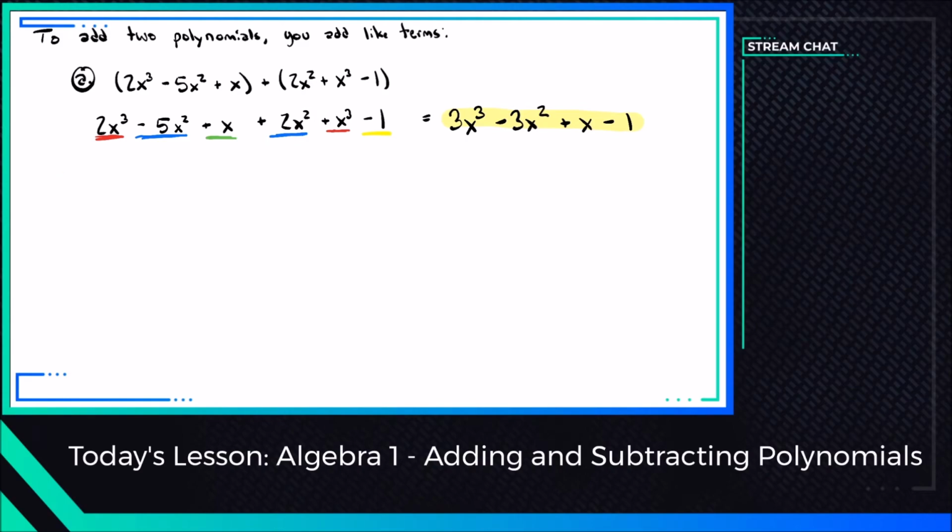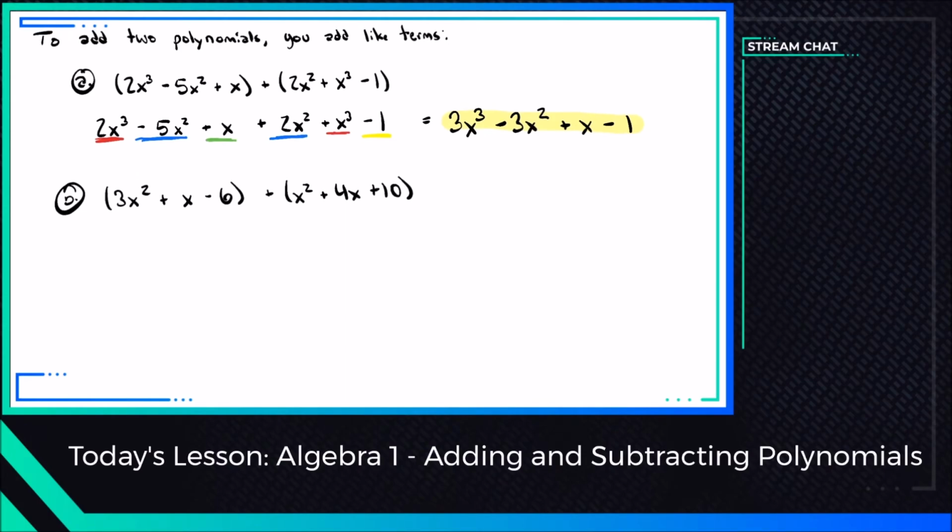Doing another problem. We're going to look at 3x squared plus x minus 6 plus x squared plus 4x plus 10, and we're going to see what happens when we try to add these two together. And then nothing's going to be too different. We're going to drop our parentheses, so that's just going to be 3x squared plus an x minus a 6. Drop our parentheses on the second one, so that's going to be x squared plus 4x plus 10.